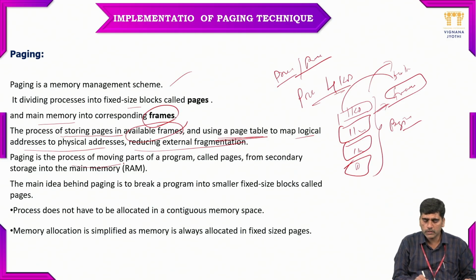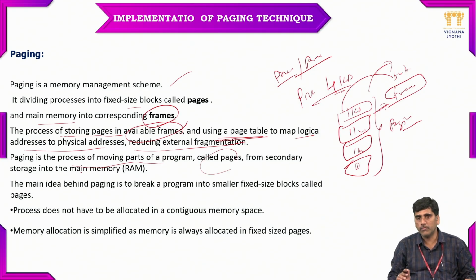Paging is the process of moving parts of a program called pages from secondary storage into the main memory. We have to move each process from the secondary to main memory, and similarly from main memory to secondary memory after utilization of the resources. This loading of each process from secondary memory into main memory is called paging.